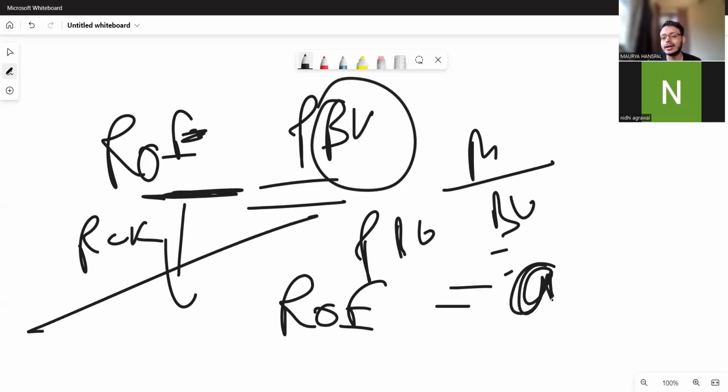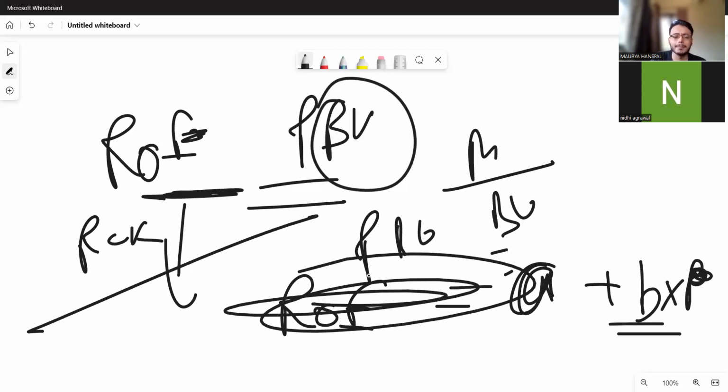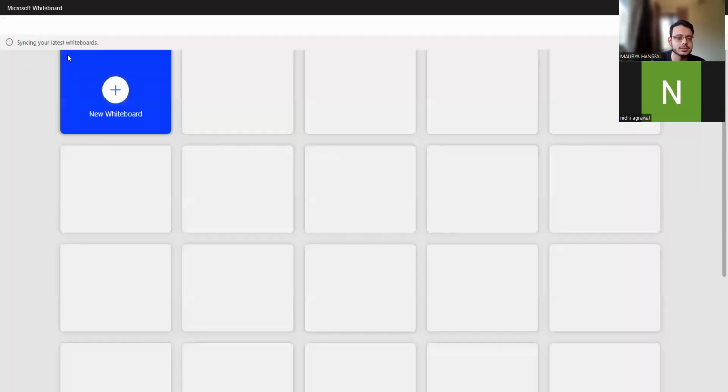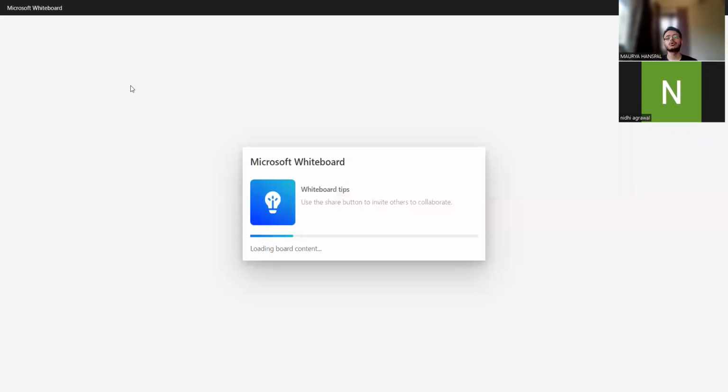But one thing you need to know is that whenever you are seeing ROE in a regression model, it is something like Y = A + B times X, where A is your intercept and B is your slope, right? You can basically have your price to book value here, or simply, a better way would be to use a clear whiteboard to give you more understanding.